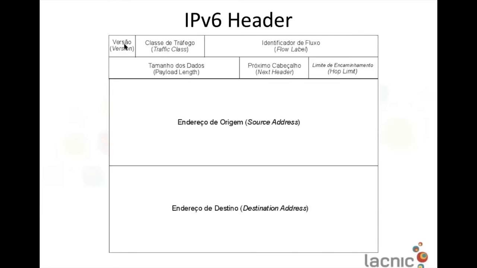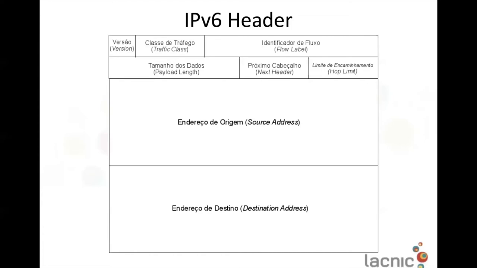You still have, of course, the version. You still manage a traffic class. You have a new field, which is a 24-bit field called flow label. At this moment, it is traditionally written in zero. And you have the IPv6 source address and the destination address, which, of course, are 128 bits.